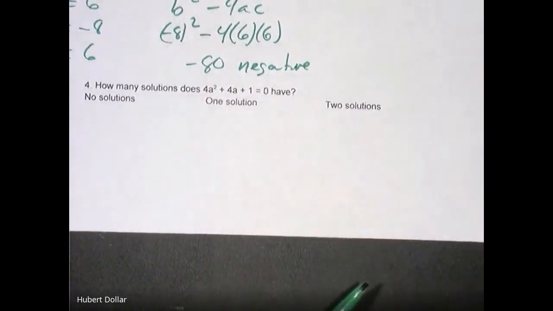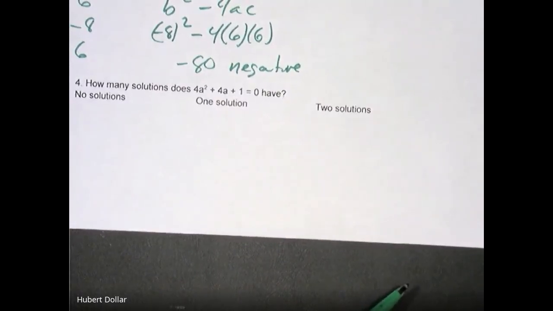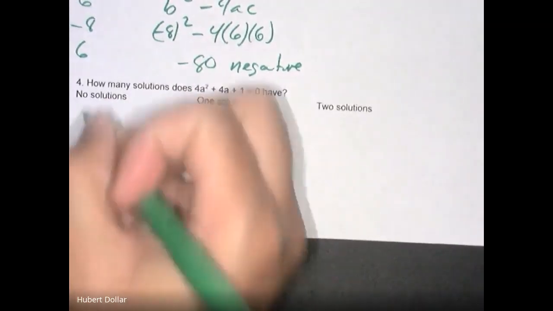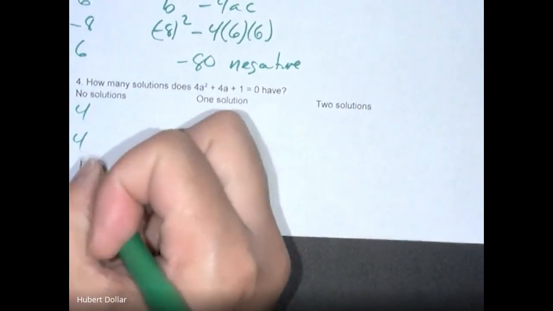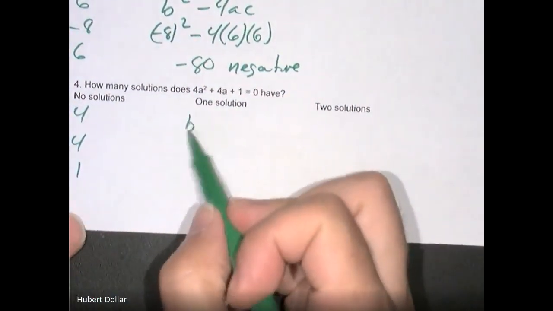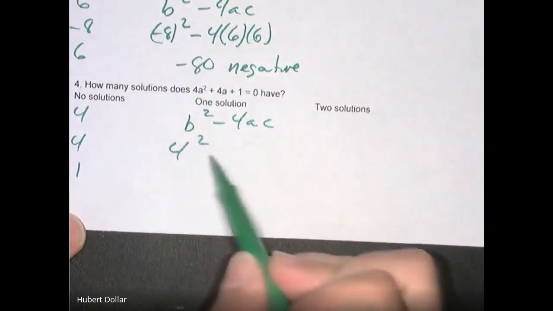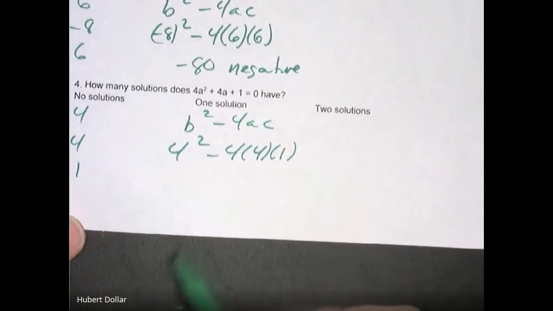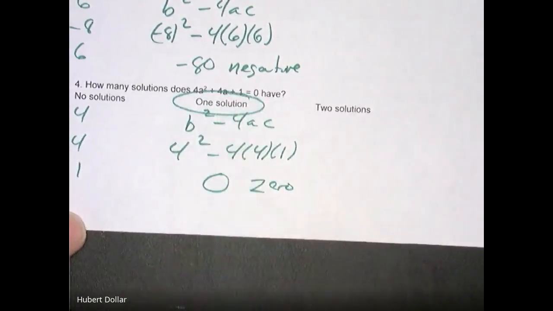And finally, number 4: how many solutions does 4a squared plus 4a plus 1 have? So, a is 4, b is 4, and c is 1. The discriminant is b squared minus 4ac. b squared is 4 squared, which is 16, minus 4 times 4 times 1, which is 16. So that's 16 minus 16, which is 0. Because it is 0, there is only one solution.